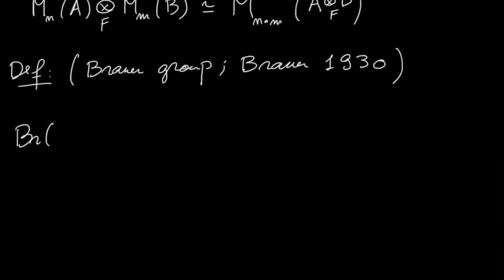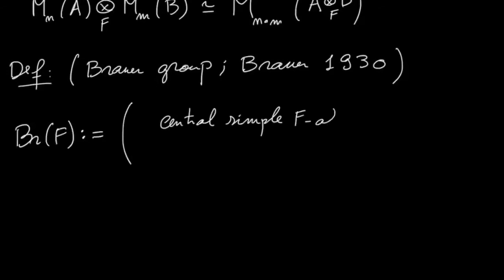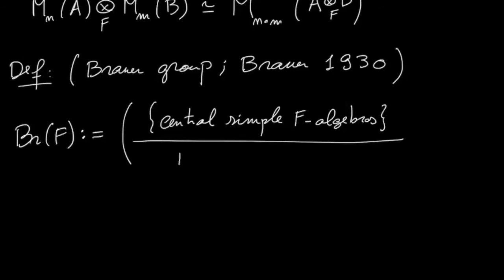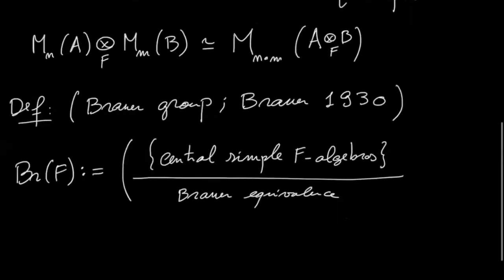The Brauer group of F: we consider all central simple F algebras, and then we mod out not by the isomorphism equivalence relation, but by the Brauer equivalence relation. It turns out that, thanks to the above facts, the tensor product gives rise to a well-defined monoid on this set, which is moreover unital, and the unit is given by the base field.